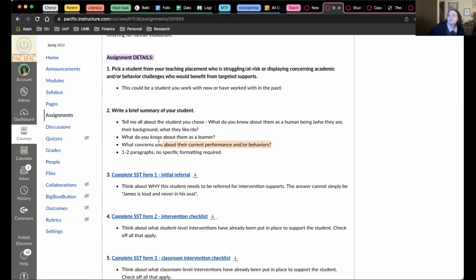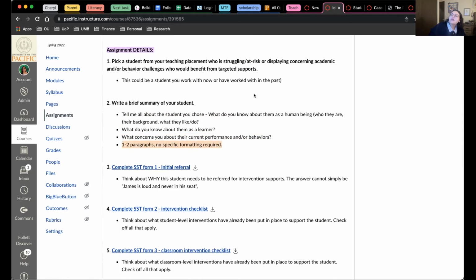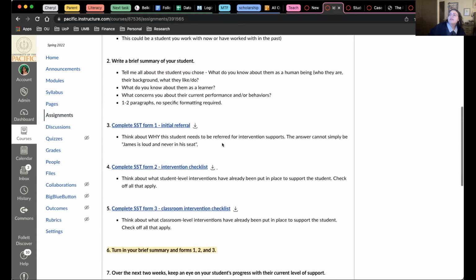And I want you to tell me what concerns you. Like, why did you pick this kid of all the kids you could have picked? That is a big one. Or yeah, tell me what we're looking at here. Sorry. So in 1 to 2 paragraphs, give me this. I don't have any specific formatting for this. I just kind of want to know what I need to know about this student. And then you're going to complete 3 different forms. So 1, 2, and 3.